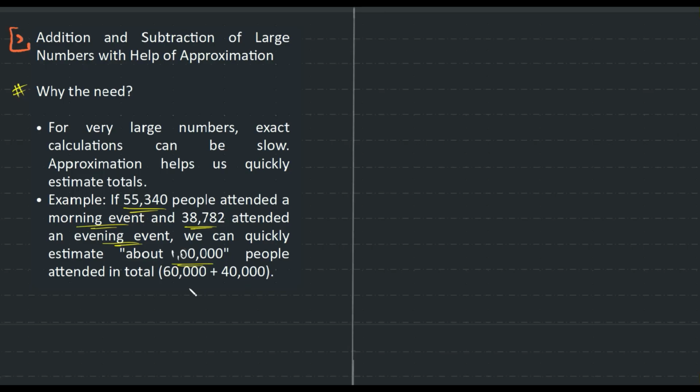That's the whole funda. And that is extended to things being added. A better approximation is 55,000 plus 39, so basically 54 plus 40. So that is 94 would have been a better approximation. So if you ask me, I will tell 94,000 people attended the show.